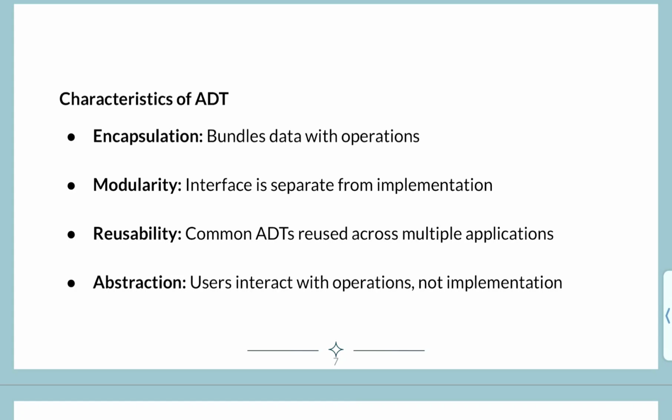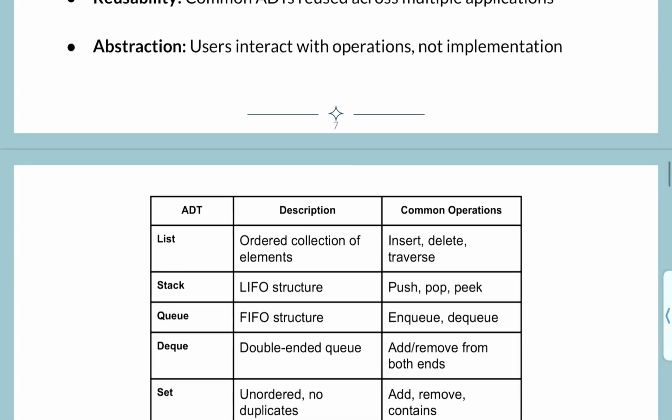They help in modularity. Modularity is separation of data from implementation. They also help in reusability. Once you define an abstract data type, you can reuse it throughout your code. So that is also a very important feature. The fourth one is naturally abstraction. Users interact only with the operations and are not concerned with the actual implementation, right? So these are the 4 characteristics of abstract data types.